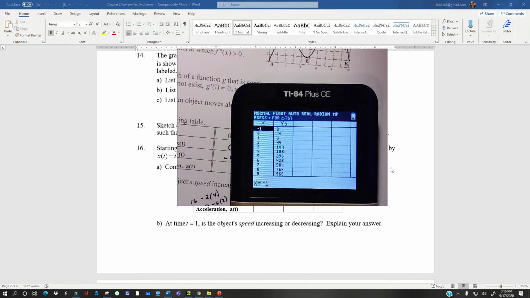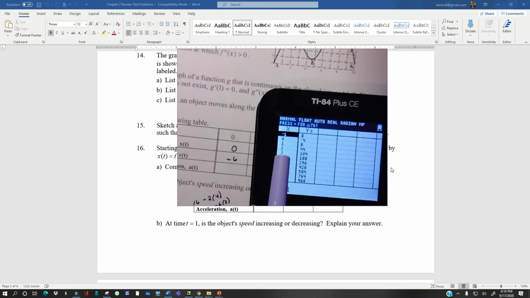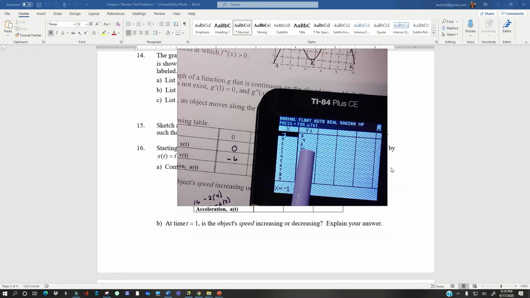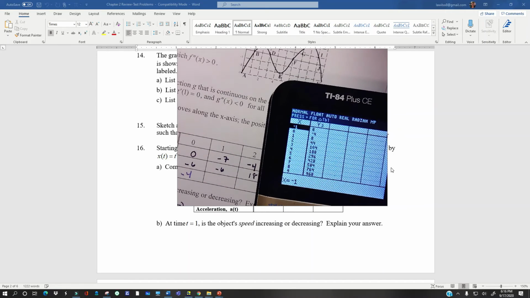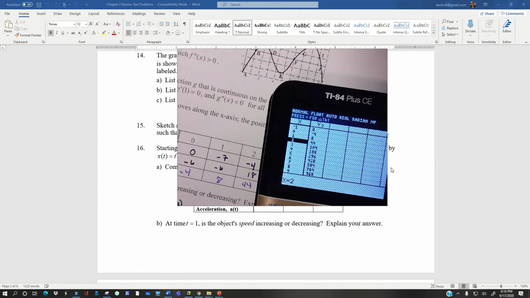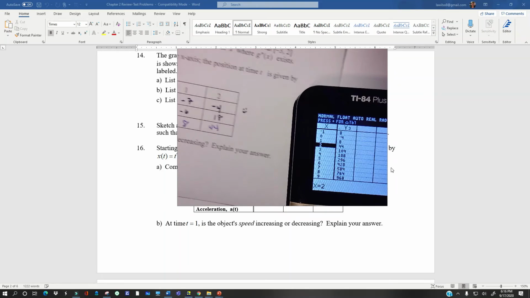Here it is. Okay, so when t is 0, y is -4, so I'm going to throw a -4 in my table. When time is 1, my acceleration is 8. And when time is 2, my acceleration is 44. And that's it for number 16. Oh, no, there's a part B. Sorry. There's a part B.